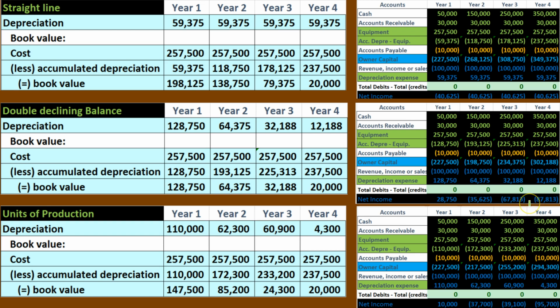The effect over the 4-year period, because it's just a timing difference, is that we end up at the same point at the end of the time frame of 4 years with either method. So at the end of the time frame, we're left with a book value of the $257.5 minus the $237.5, $20,000. We're left with the book value of the salvage value. Over the 4-year time period, we depreciated the same amount.